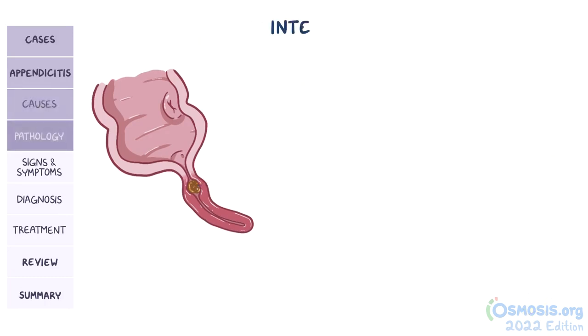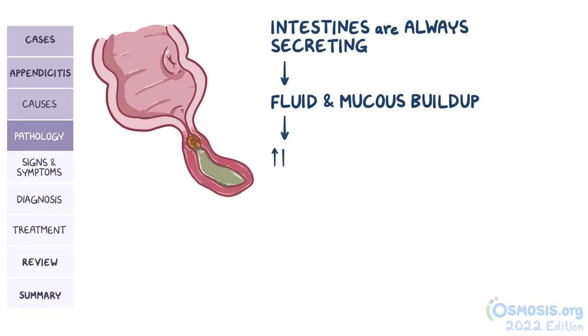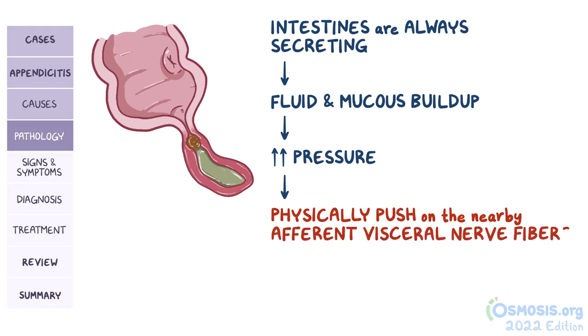Now, because the intestinal lumen is always secreting mucus and fluids from its mucosa, fluid and mucus build up in the obstructed appendix, which increases the pressure inside. This makes it grow in size, and it will physically push on the nearby afferent visceral nerve fibers, causing abdominal pain.